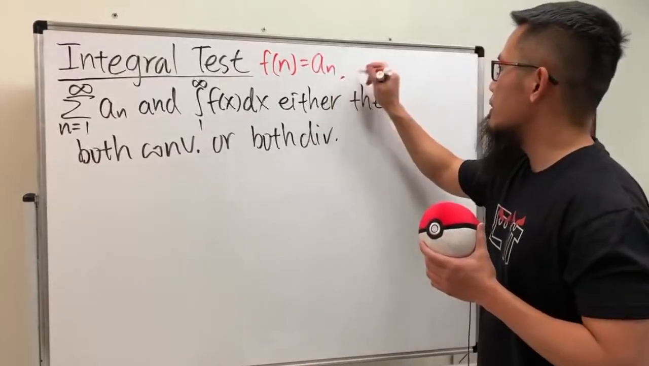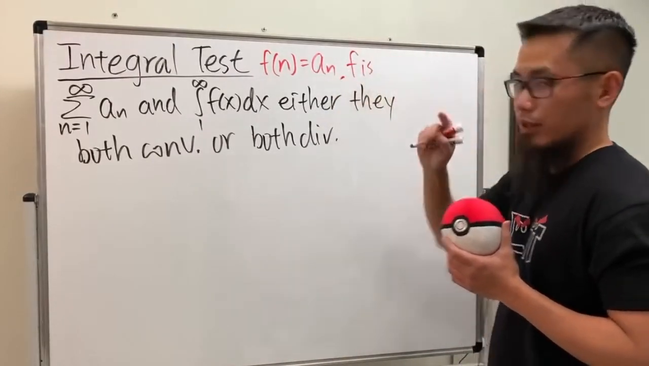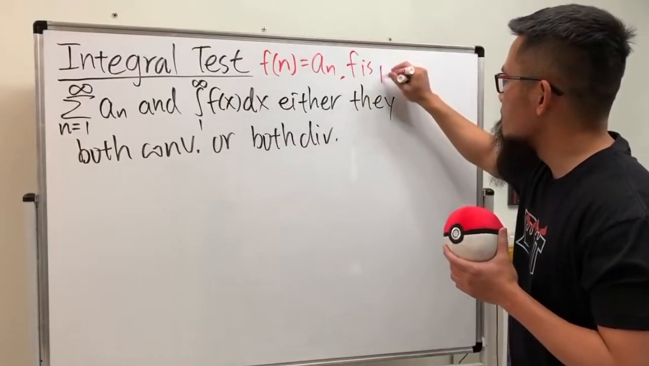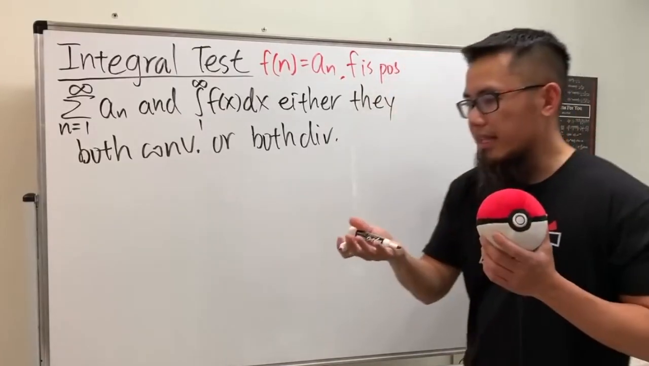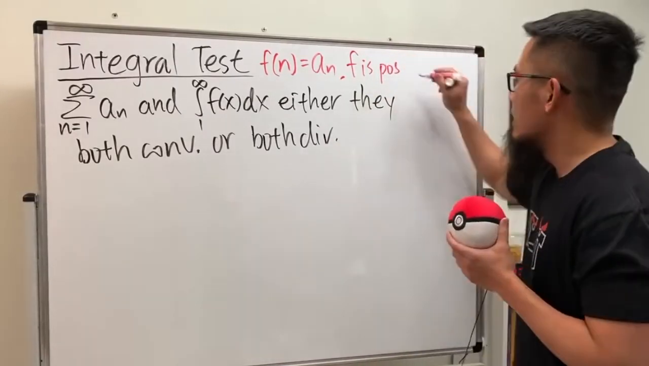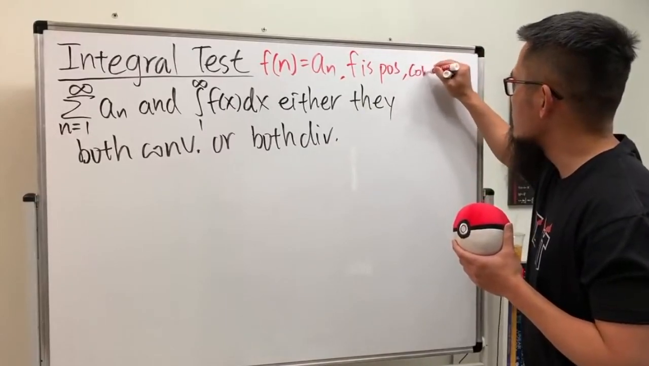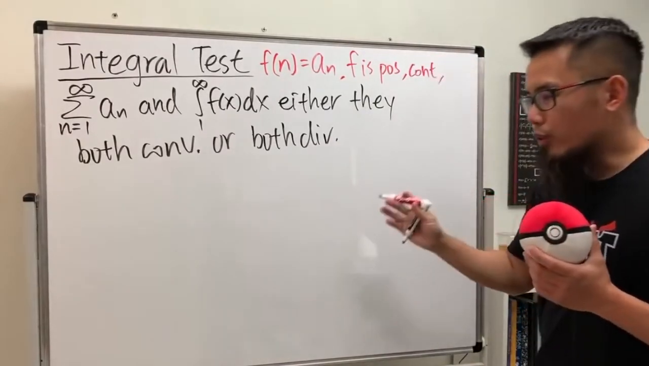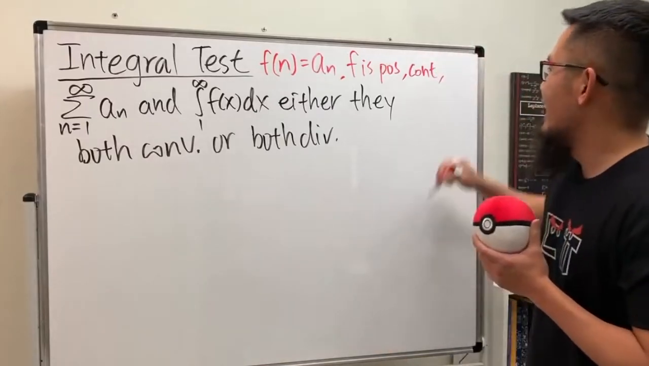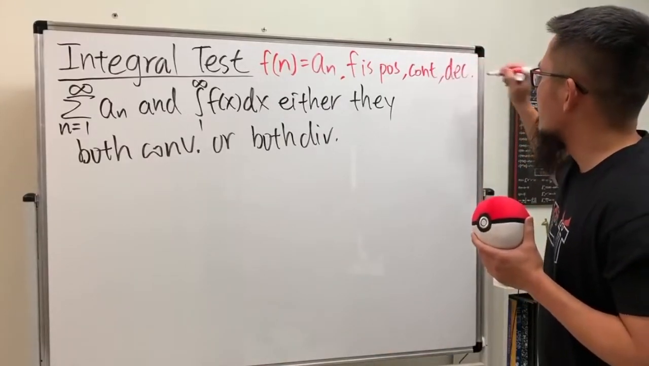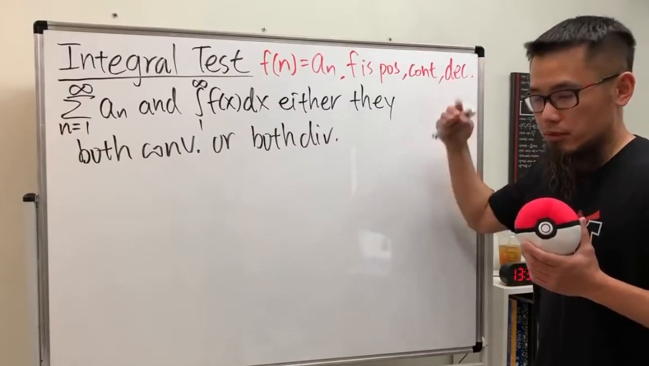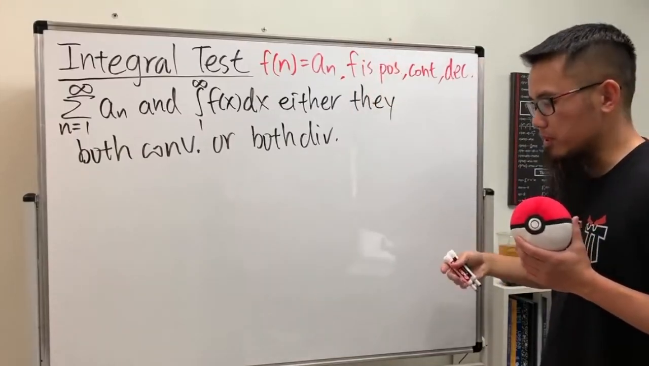And you also have to make sure that f is, first, positive, meaning that it has to be above the x-axis. And then we have to make sure that the function is continuous, no gap, no nothing, all right? And then lastly, the function should be decreasing. So if you look at the graph, the function should be decreasing.